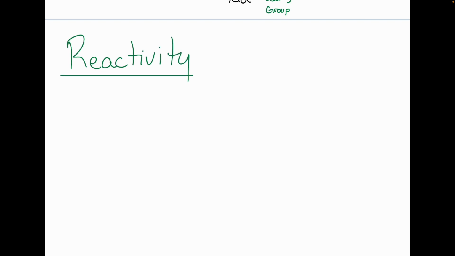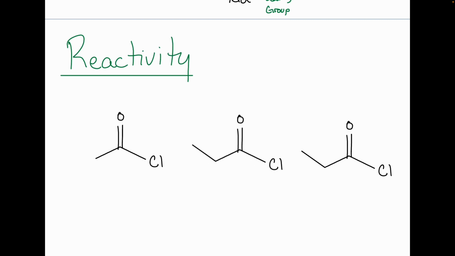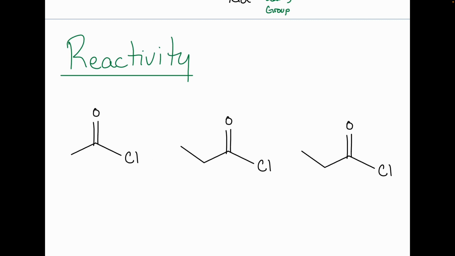All right, so let's talk about the reactivity of these carboxylic acid derivatives. So considering that that carbonyl carbon is going to be playing the role of an electrophile, I want everybody to take a second and see if they can rank these from most to least reactive. All right, we're going to take three acyl chlorides, so we've got the same functional group here.